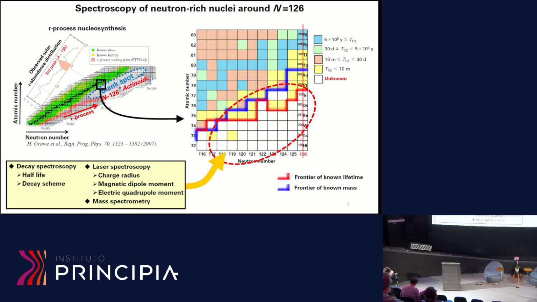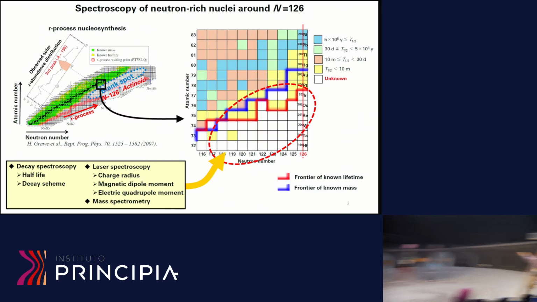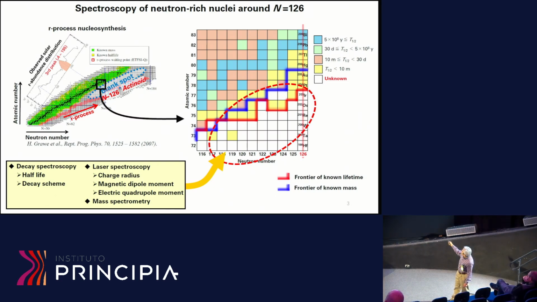First, I'd like to focus on the spectroscopy of neutron-rich nuclei around N equal 126. These figures show again the r-process path indicated by red boxes, and a part of the nuclear chart around N equal 126. The measured half-lives are classified by different colors, and the blue boxes indicate the stable nuclei. So as you see, even near the stable nuclei, many nuclei are still unknown for their lifetimes and masses.